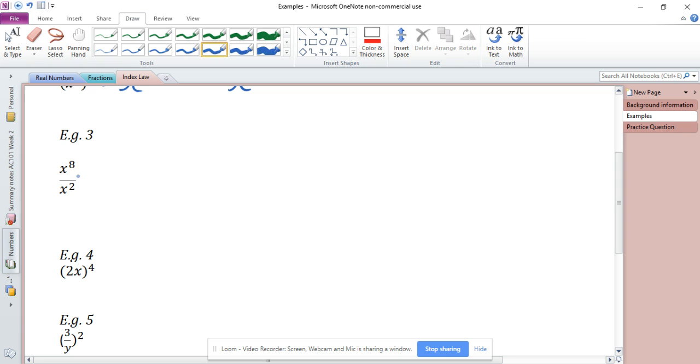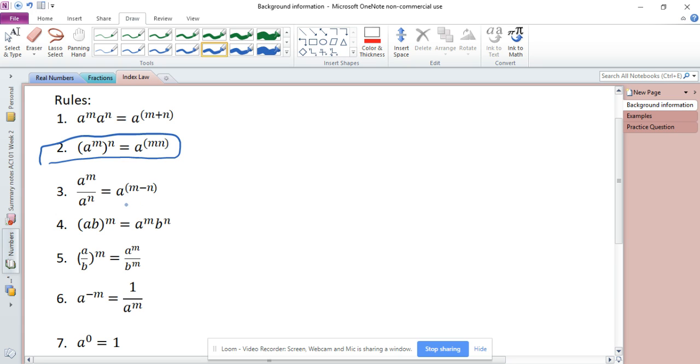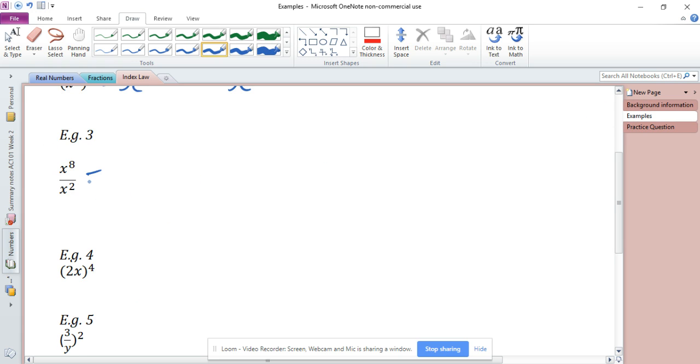So x power of 8 divided by x power of 2. We're going to apply property 3, that is exactly the same thing. So what is the result? It is the base power of the top minus the bottom power. The base is x and then top minus the bottom power. 8 take away 2 is 6. That's it.